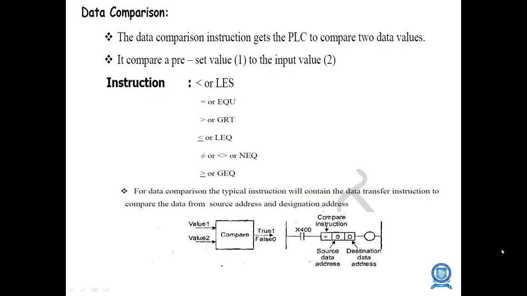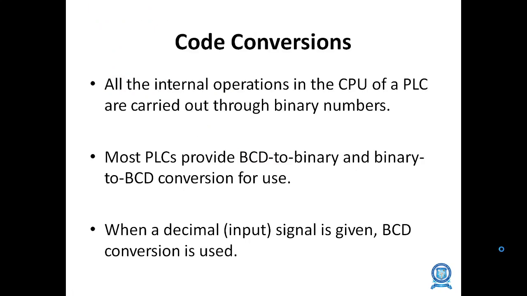The data transfer instruction moves the data from the source address to the destination address as shown in the diagram. Code conversions. All the internal operations in the CPU of the PLC are carried out through binary numbers. Most PLCs provide BCD to binary and binary to BCD conversion for use.